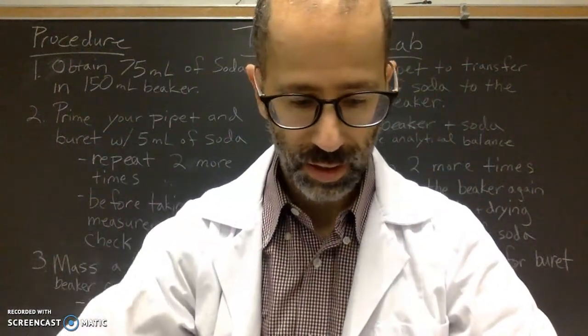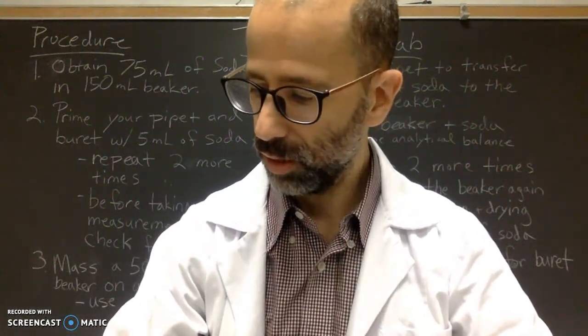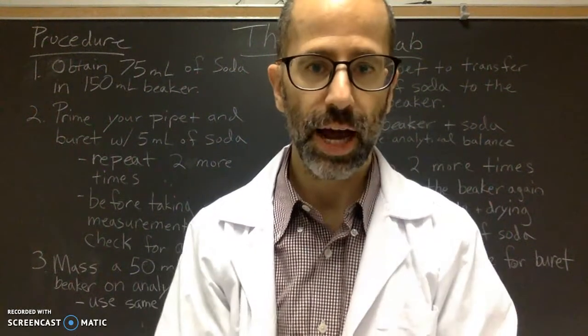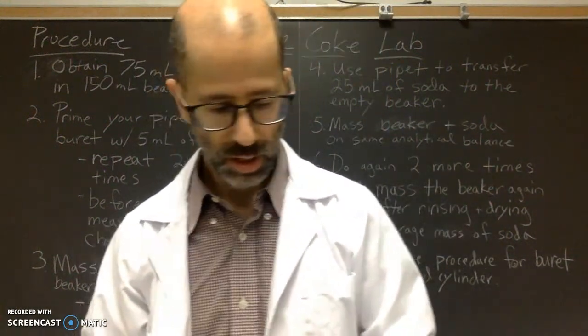So all your measurements should be to 2 decimal places for the burette. Okay, so that's a little bit about the sig figs that you should have when you're measuring using those devices.